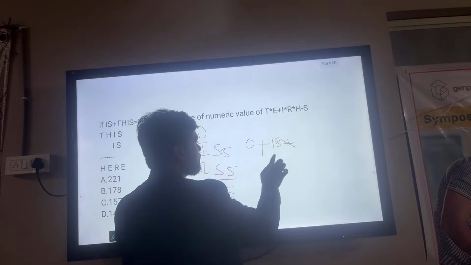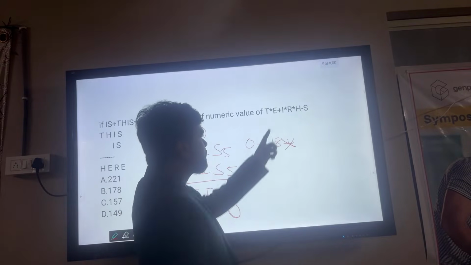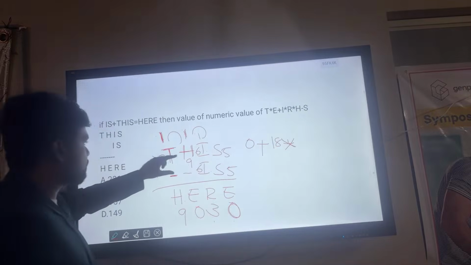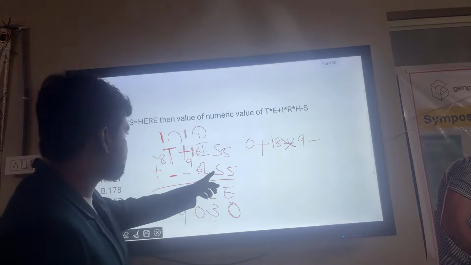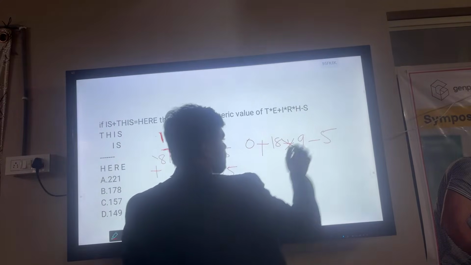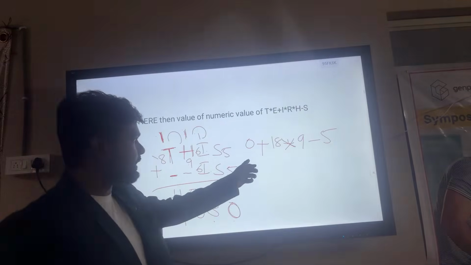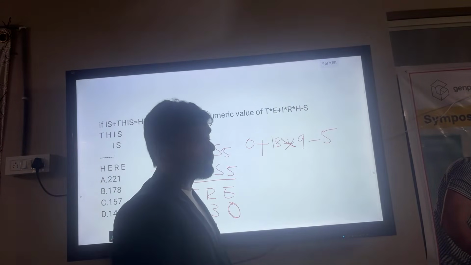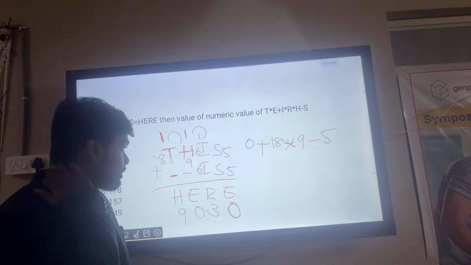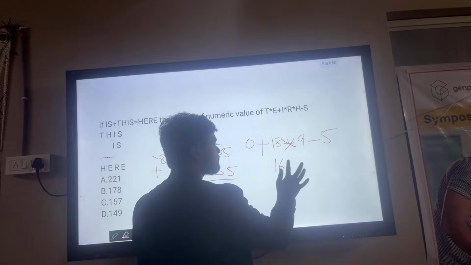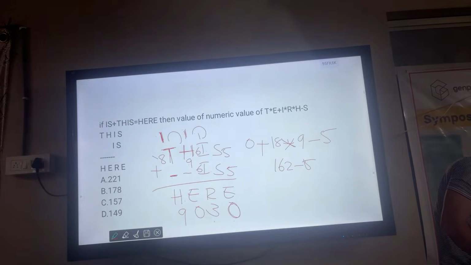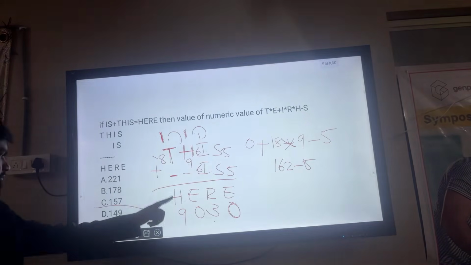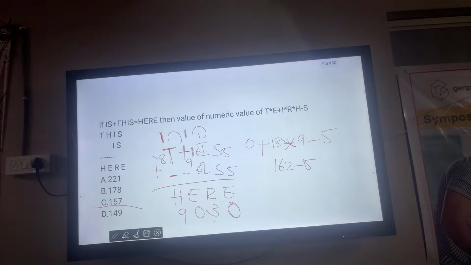18. Okay, look here. 18 minus H into S. H value is what? 9. Minus, what is the S value? 5. So finally what you are getting? 0 plus 18 into 9. What is the 18 into 9 value? 162 minus 5, 157. What is the answer? 157.